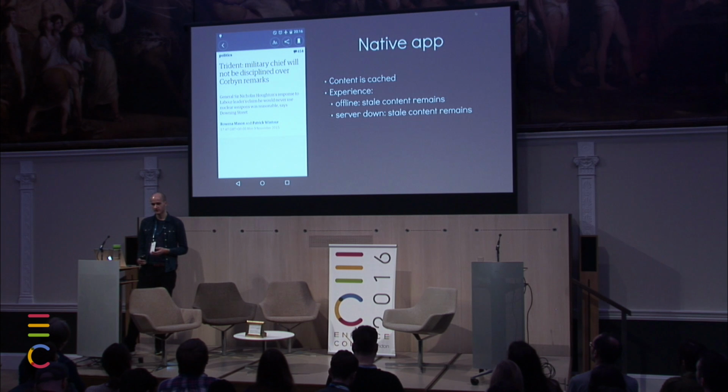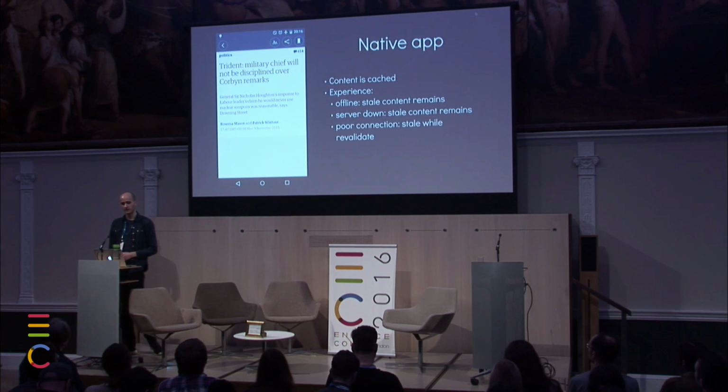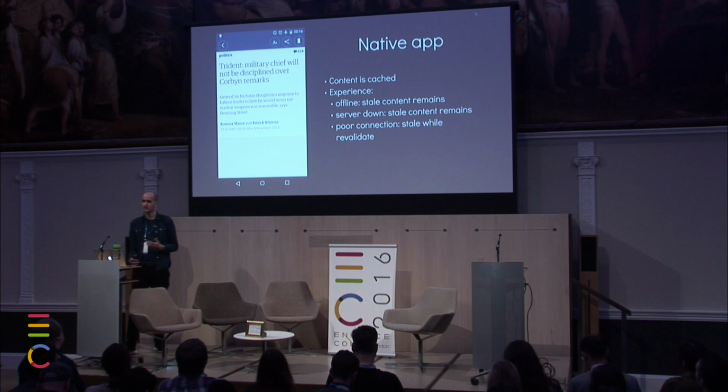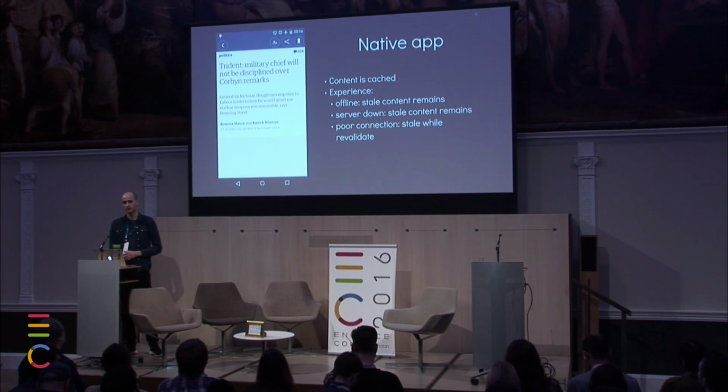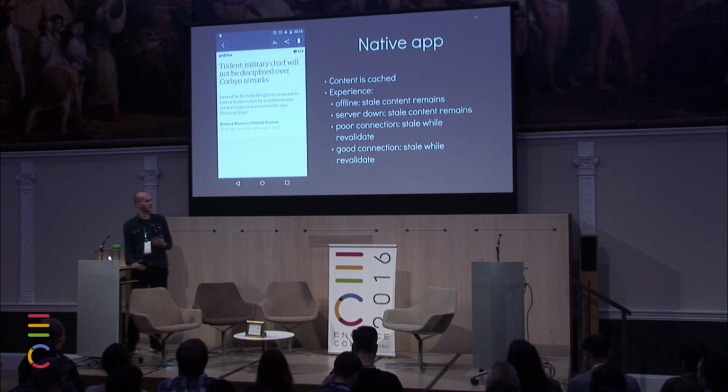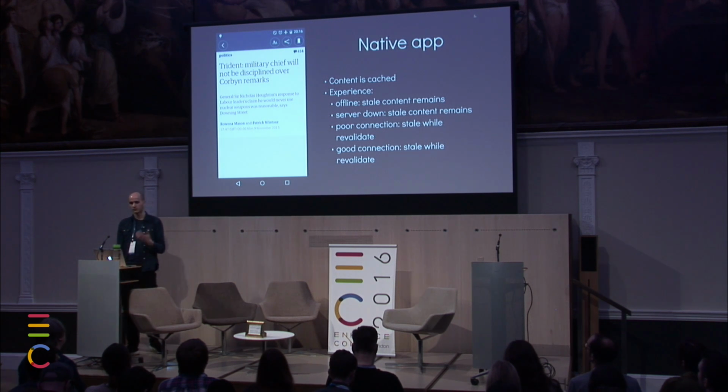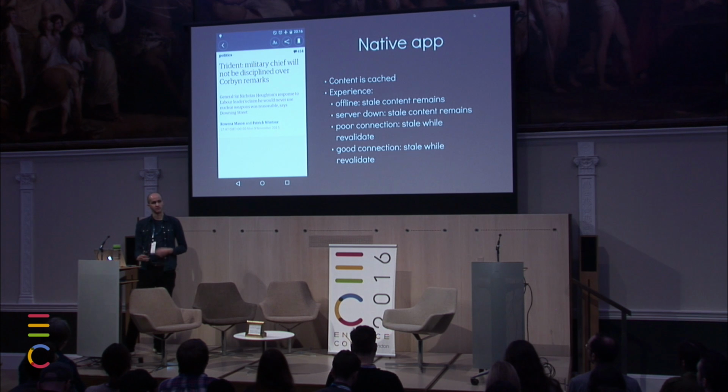If the server's down, the same happens. You'll see the stale content. If you have a poor connection, the same happens. You'll see the stale content until the new content arrives. And finally, if you have a good connection, the same stale while revalidate, you will get the new content much faster because you have a good connection. We all know this because we all use native apps every day.